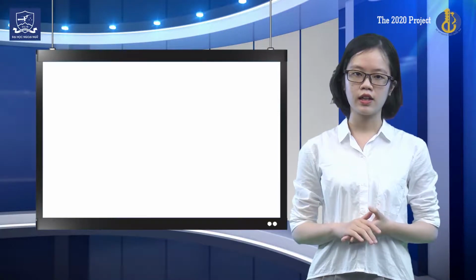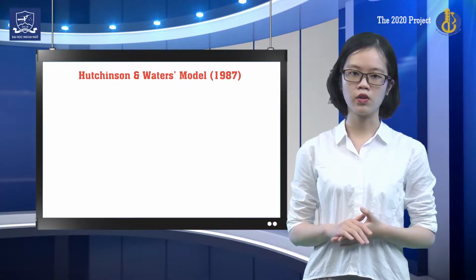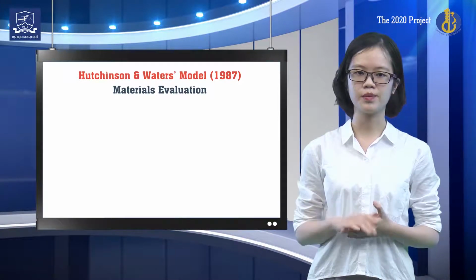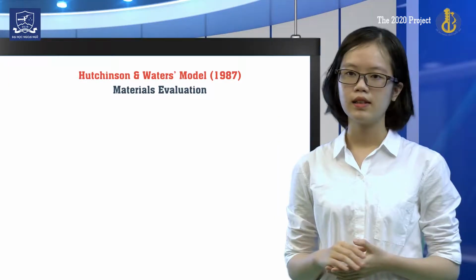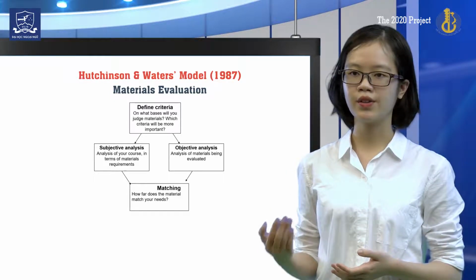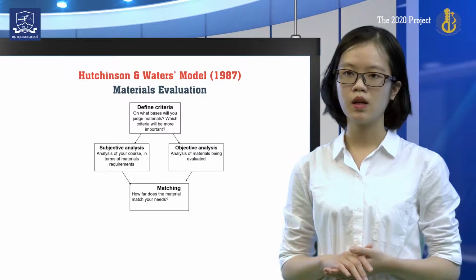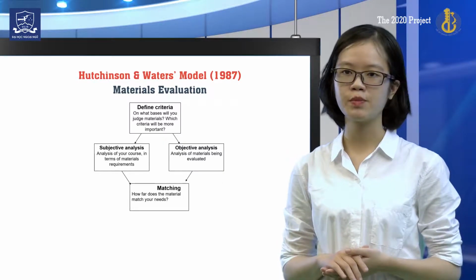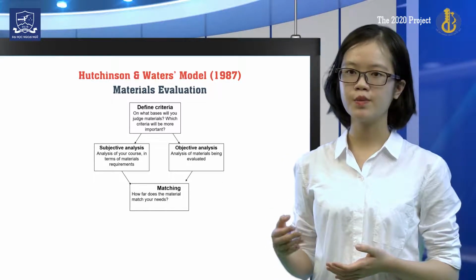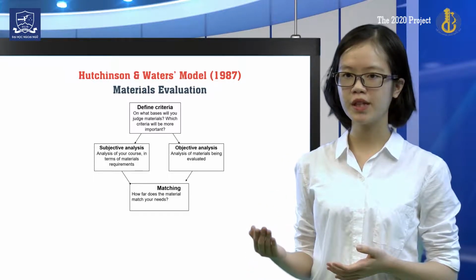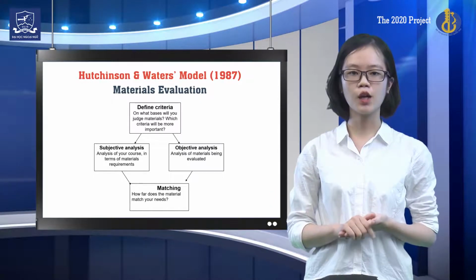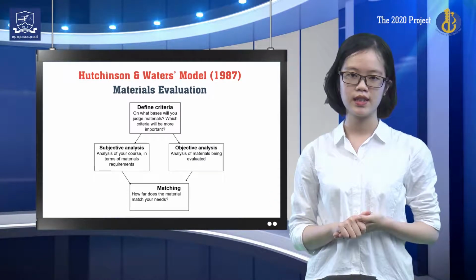Now let's have a look at Hutchinson and Waters' model in 1987 for material evaluation. As you can see, the first step is to define criteria, or to determine what you will base on to judge materials, and among all the criteria, which one is more important and should be prioritized. Next comes the subjective and objective analysis.